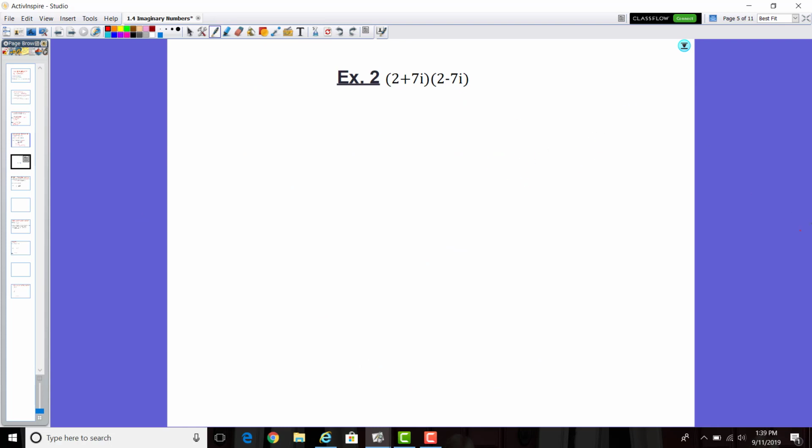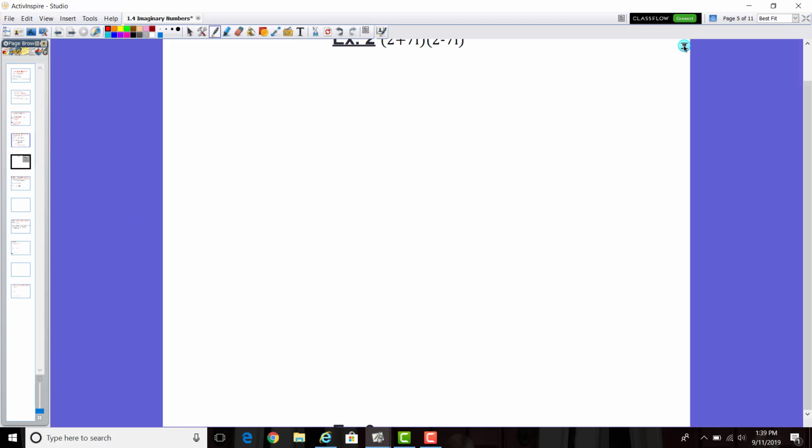This example we're going to skip for the time being. We'll come back to it. This problem would be a FOIL problem. Remember, FOIL stands for first, outside, inside, and last.